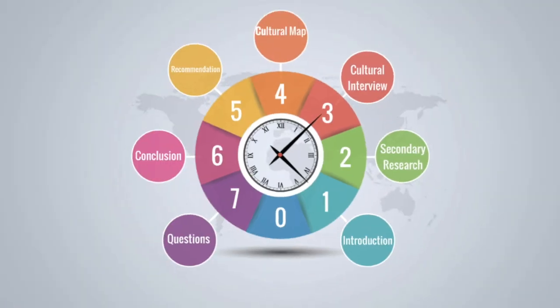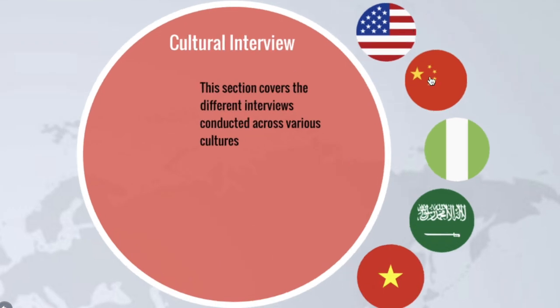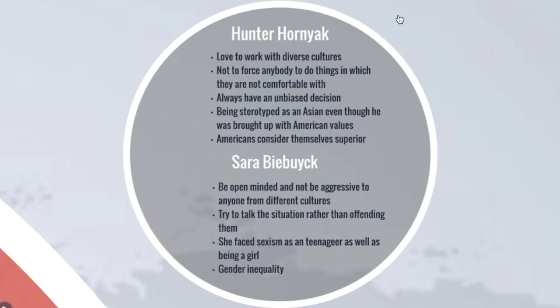As a part of the cultural communication project, we interviewed people from various countries like the United States, China, Nigeria, Saudi Arabia, and Vietnam. The first country we focused on was the United States. Hunter Hornick and Sarah Bebuck are from the United States. According to them, people in the United States mostly love to work with people who are involved with diverse cultures. They do not like to force anybody to do things that are not of their interest.